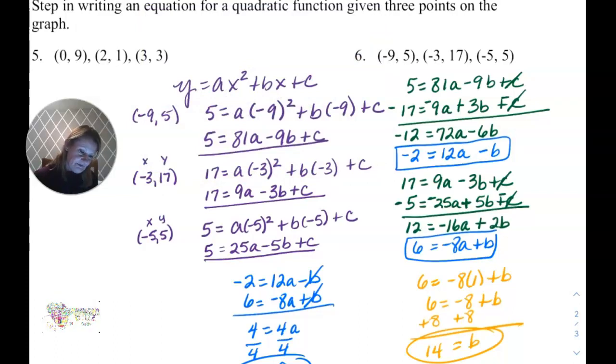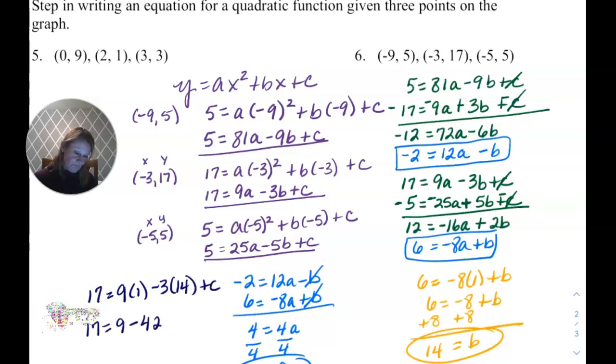So which one? I think we'll just do number 2, I guess. So I'm going to come back over here again. 17 equals 9 times a, which was 1, minus 3 times 14, which is b, plus c. So 17 equals 9 minus, what is that, 42, plus c. And that would be, what, -33 plus c. So I would add 33 to both sides. And it looks like c equals 50.